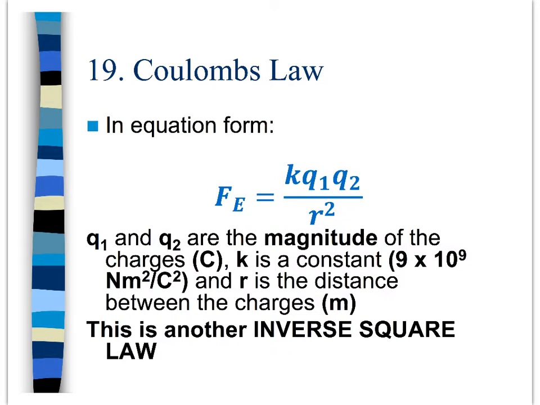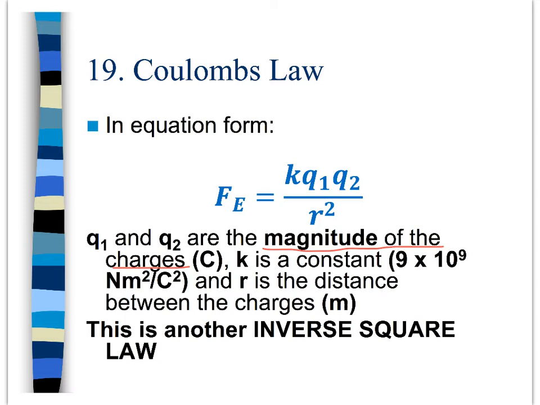In equation form, this is Coulomb's law. Fe, the electric force, is equal to k, which is a constant, 9 times 10 to the 9th, just like we had a constant for gravity, times Q1 times Q2, the two charges, divided by r squared, the distance between them. Two important points to make here. Number one, Q1 and Q2 are the magnitudes of the charges. When we're dealing with electric forces, we can have either positive or negative charges. When we calculate that force, we're just going to take the magnitude of the charge, and we're going to use the positive or negative sign to determine the direction of the force. So we'll worry about that separately.